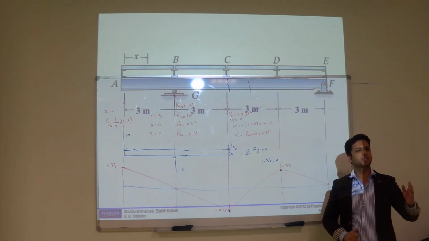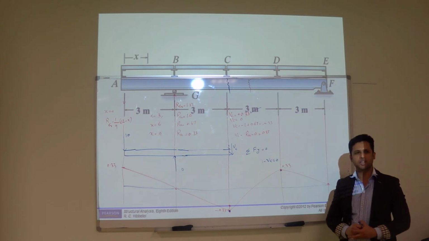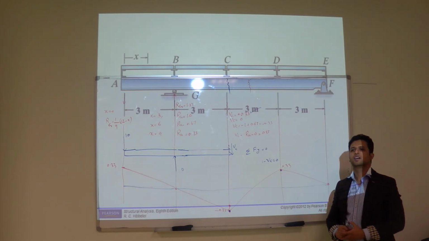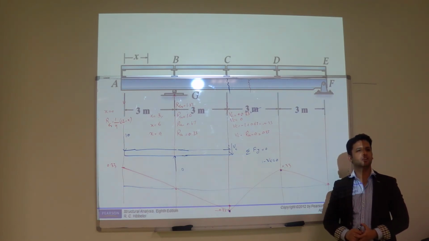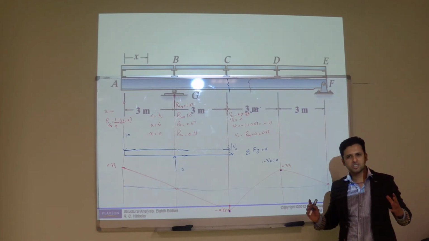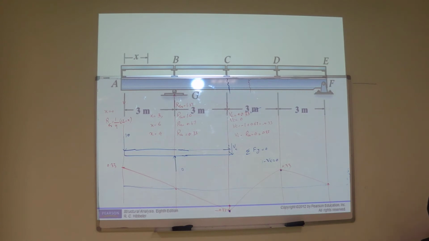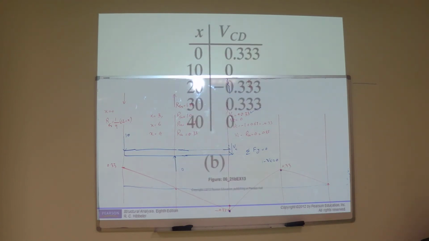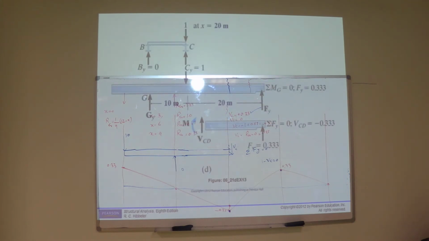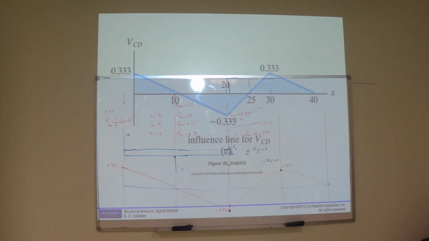How many of you still do not understand? Please raise your hand. There will be a question in your exam from this influence line diagram. I'm worried about you. Now, the same way you can do it for the moment.